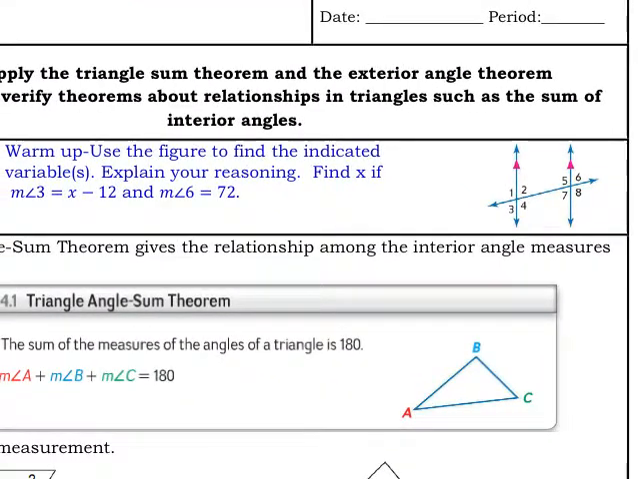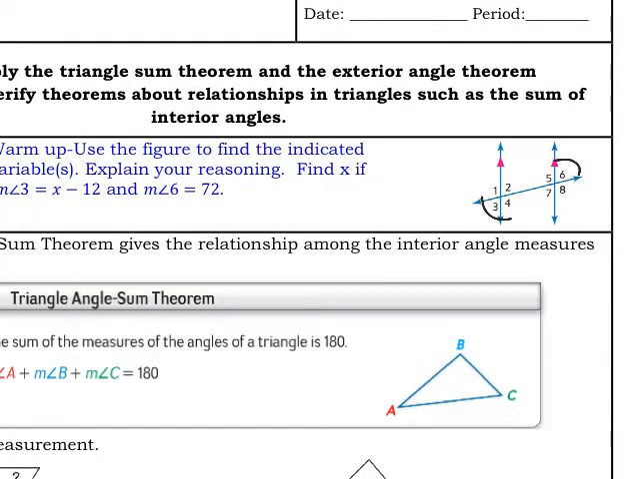It says use a figure to find the indicated variables. Explain your reasoning. So if I'm looking at angle 3 and at angle 6, what kind of angles are they? Alternating exteriors. And because the lines have the arrows, should they be equal or not equal? Equal. They should be equal.